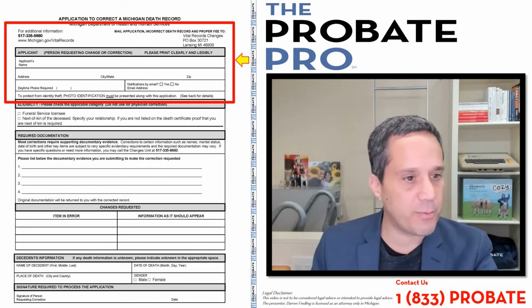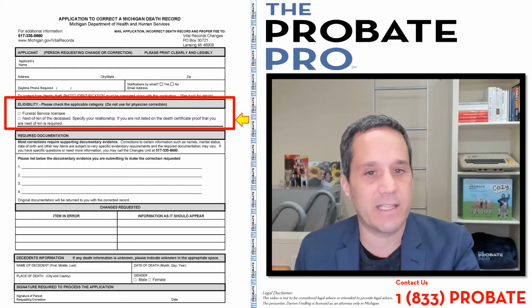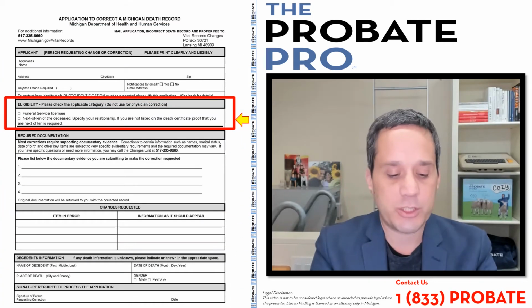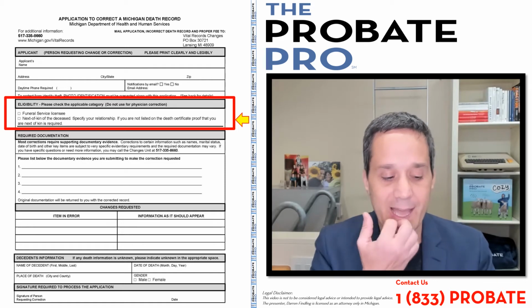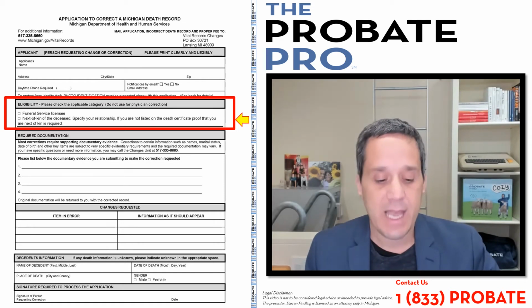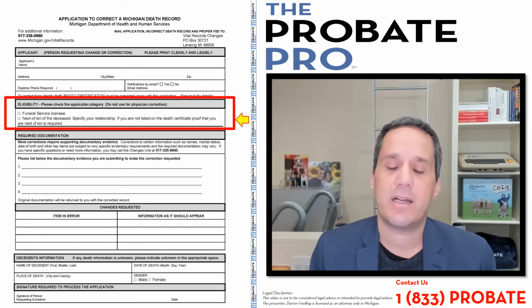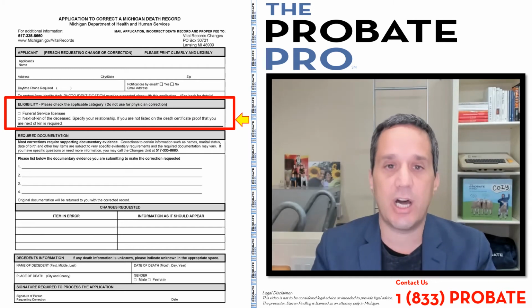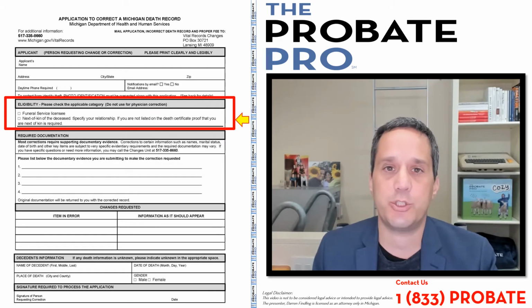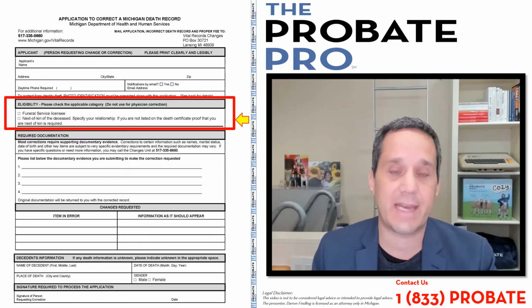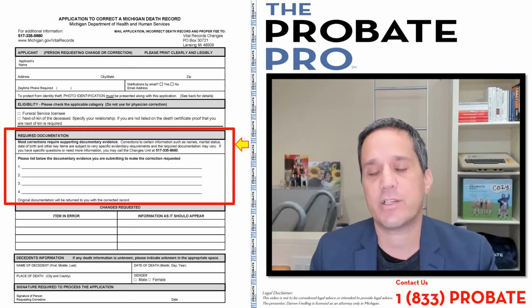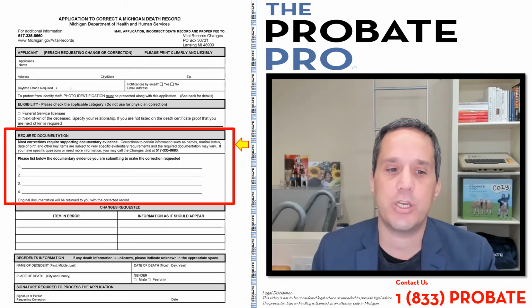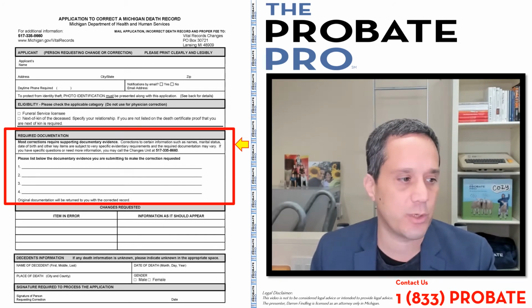So let's move our way through it. Again, we spoke about the eligibility of the applicant. Only certain people are allowed to make this request. And again, the most common reason that we see a next of kin doing it is because of the spousal issue in the relevant provision within the death certificate where it asks for marital status. Often that information is listed incorrect. And here it talks about the required documentation to allow for those changes to occur.